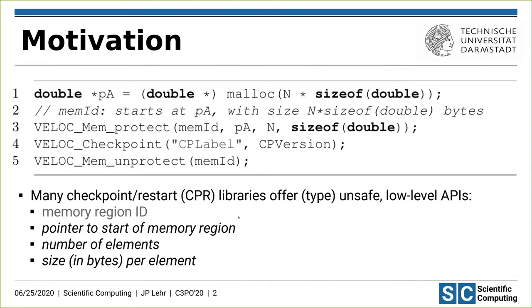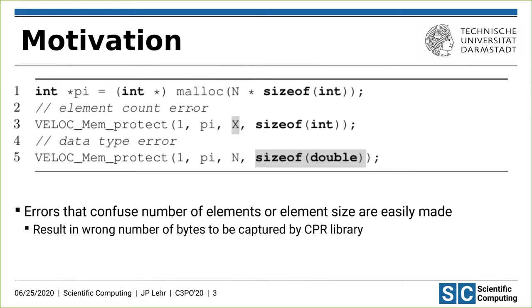Now, if we look at this interface, it's actually pretty obvious that we can make some usage errors here. So for example, if we consider we still have an allocation that holds n integers, and now we misspell, for example, the number of elements that we want to store simply by putting in an x instead of an n here, we would actually miscalculate the number of bytes. The same is true if we confuse the type of that allocation just because we didn't think too much about it.